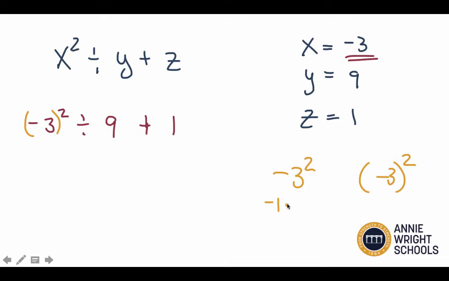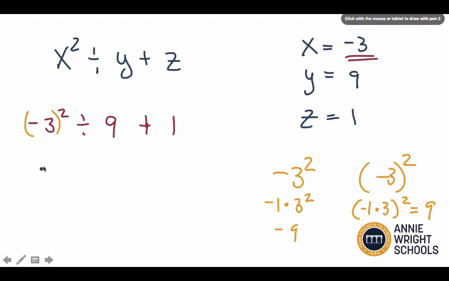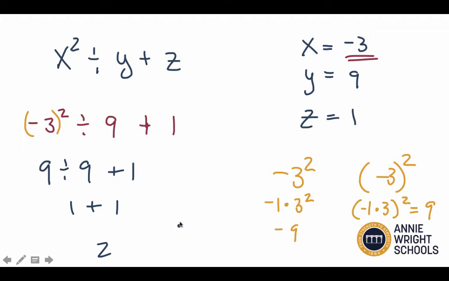This says take -1 and multiply it by 3 squared. This says take -1 and multiply it by 3 and then square it. The difference is this ends up being -9 and this ends up being +9. So what we're supposed to get in this problem is 9 divided by 9 plus 1, which gives you 1 plus 1, which is 2. And if we had done this incorrectly without the parentheses, we may have gotten -9 divided by 9 plus 1, which is -1 plus 1, which is 0.